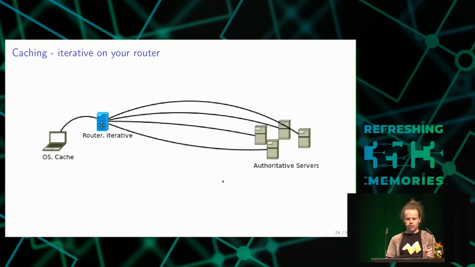Another possible setup is that you don't ask the ISP name server, but you just ask your router, and that does iterative queries.